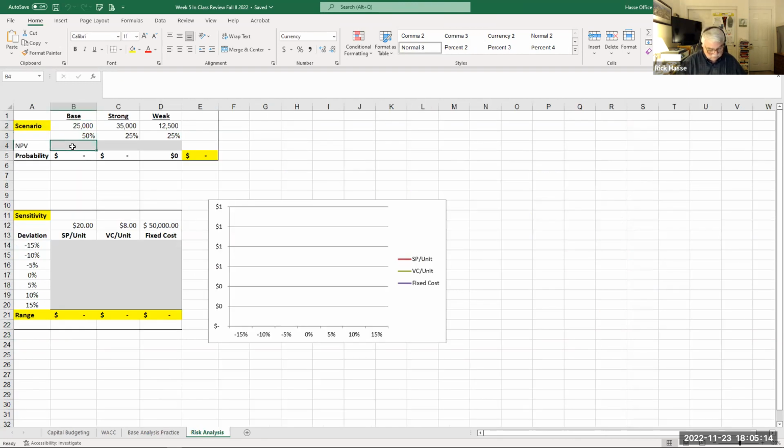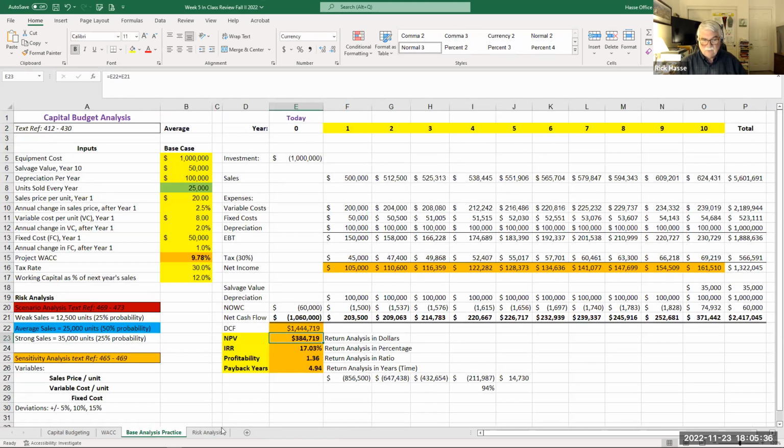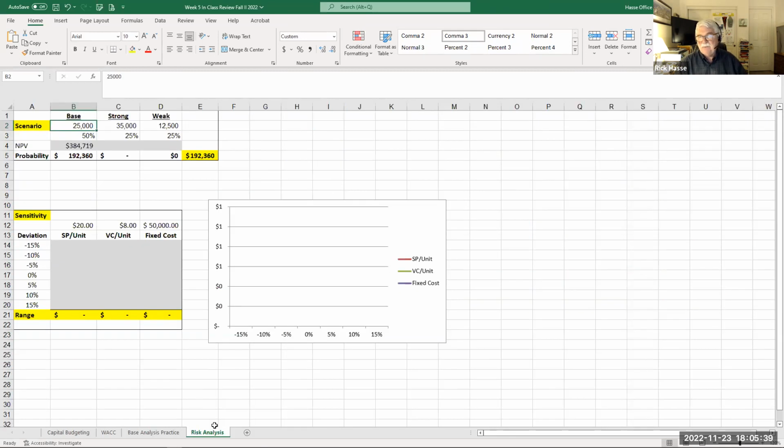So there it is right there, $384,719. But here's what is different. We now, in this analysis, determine the probability of those events occurring. We think it's a 50% probability that we will sell 25,000 units a year for 10 years in this project. That's what we think is going to happen, the probability.